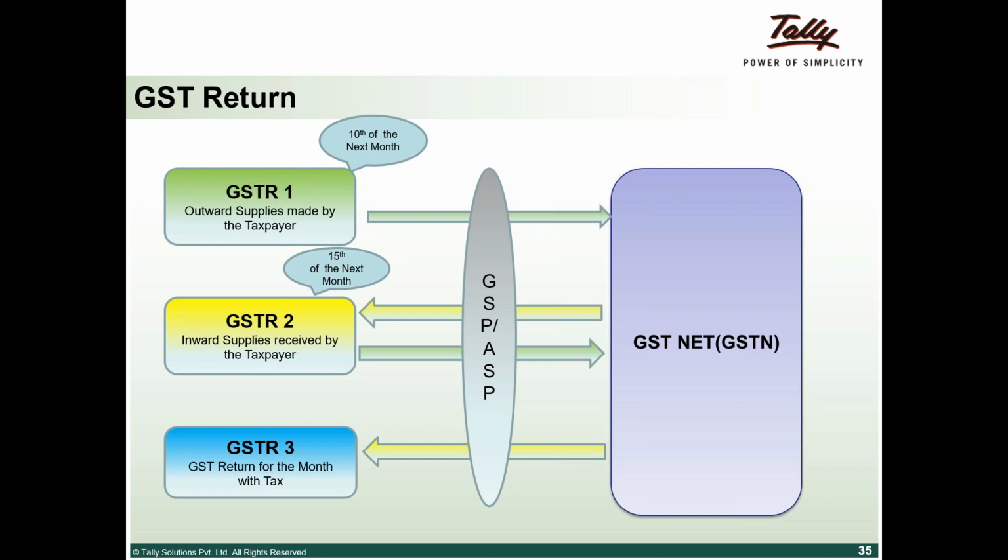GSTR 3, as Satya has told, is a combination of GSTR 1 and 2. It is auto-populated, and by the 20th we need to file this. Basically, we have to pay the tax also on the 20th. As I told you earlier, if I am not paying the tax, my supplier will not get an input. So that is an important aspect as far as the GST is concerned.